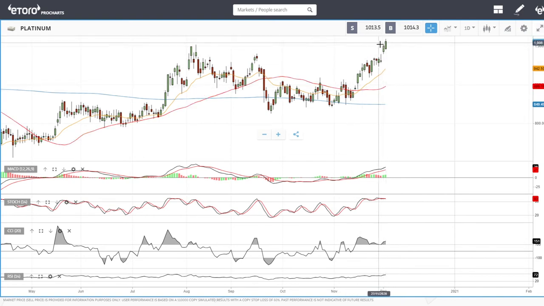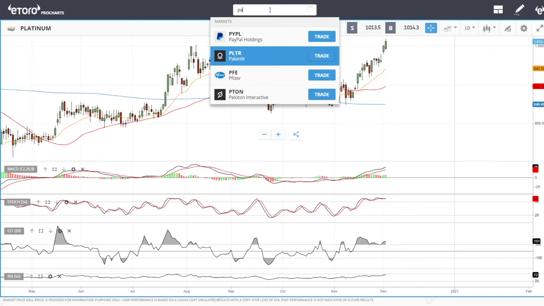Otherwise, this is very overstretched. It's not possible to buy it here, or it's just a bad idea to buy it here, and to sell it is quite a gamble, to be very honest. So let's look at palladium.